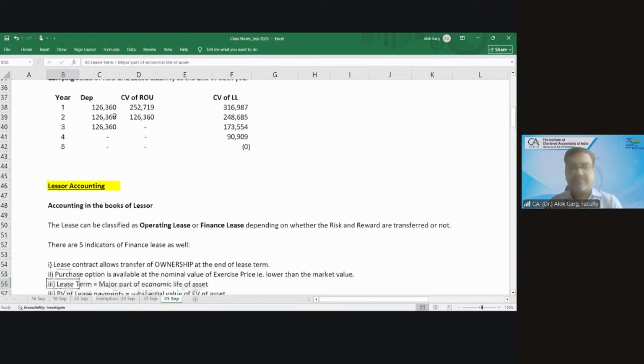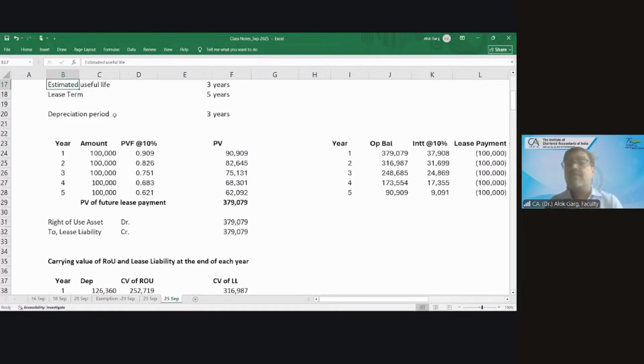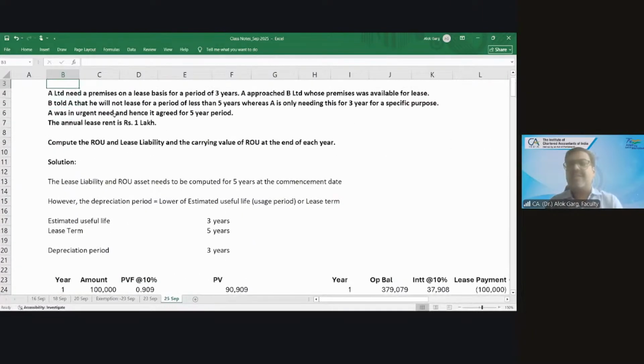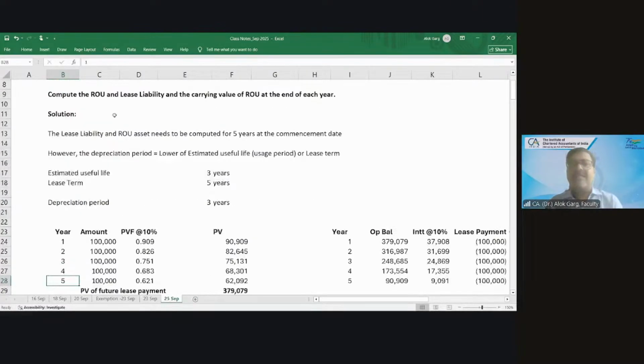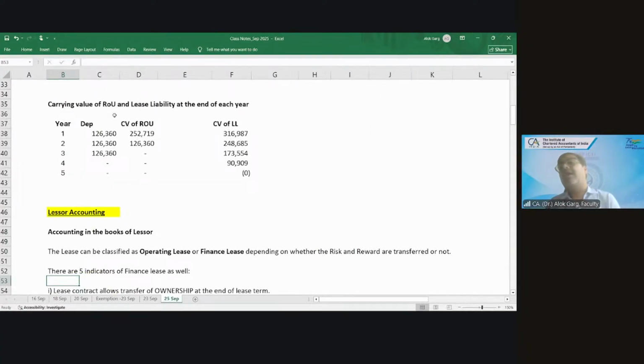Yes, Amina. Sir, and also the direct cost. Yes, if the lessee is incurring some direct cost, of course that is also required to be added to the ROU. So there are differences in some base also.